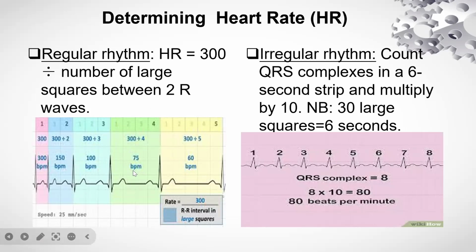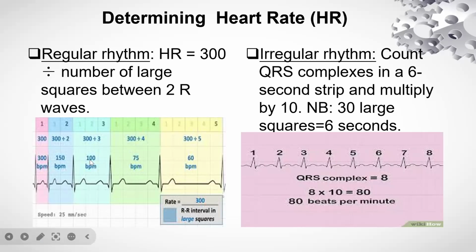Okay, they must be regular. If they are regular, it shows that the rhythm is sinus. So you count the number of large squares. I don't know if you can see what I'm doing here. How many large squares can you see from 3? You can see 1, 2, 3 large squares. So you divide 300 by 3, and the heart rate of this patient is about 100 beats per minute.